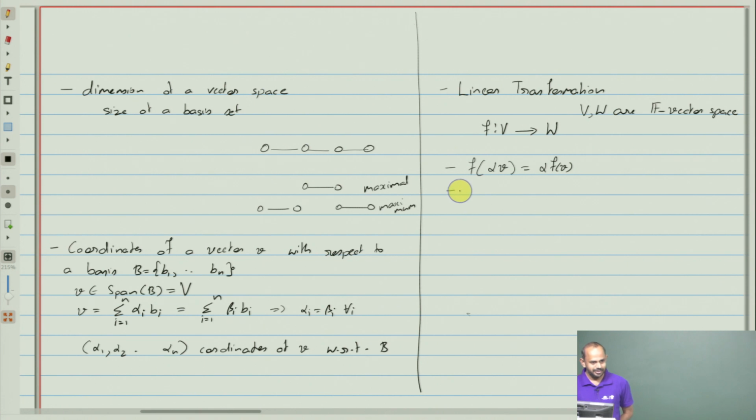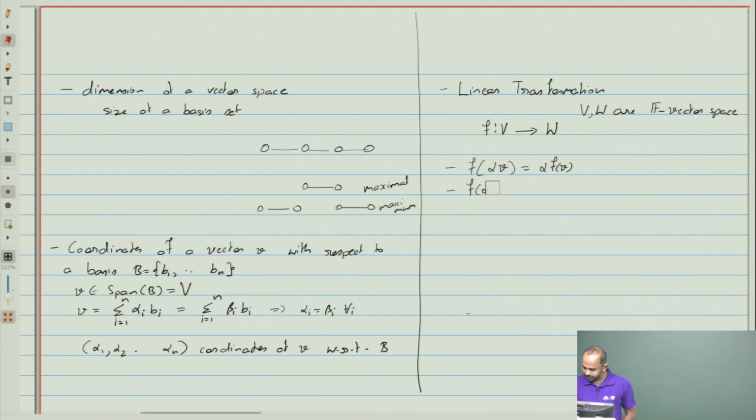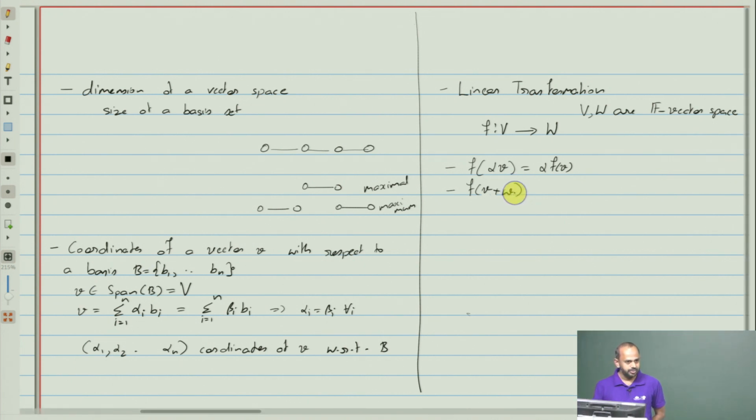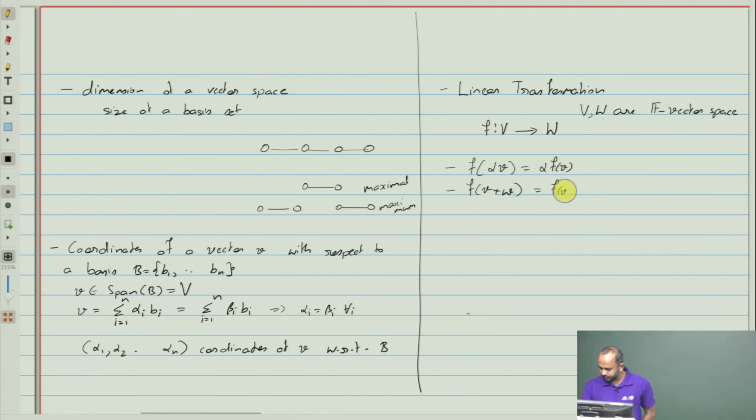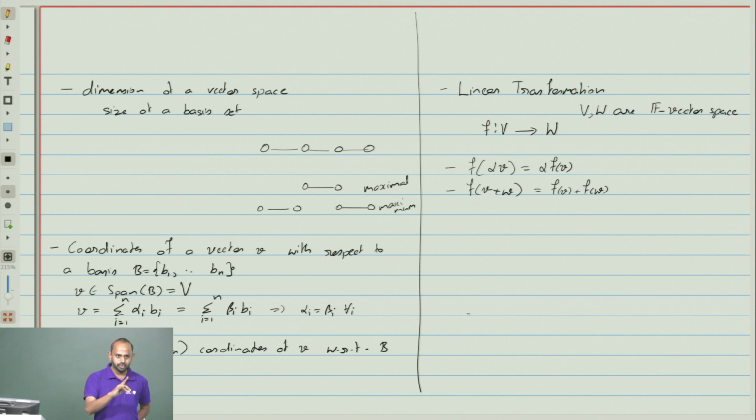There is additivity also. So, f of V plus W should be equal to f of V plus f of W. Basically, it should play nice with both the operations. Remember, in a vector space there are two operations, one is the addition within the vector space, another is scalar multiplication. And what this condition says is, you can do the addition or scalar multiplication first and then apply the function, or you can apply the function and then do the addition and scalar multiplication, it should be the same.